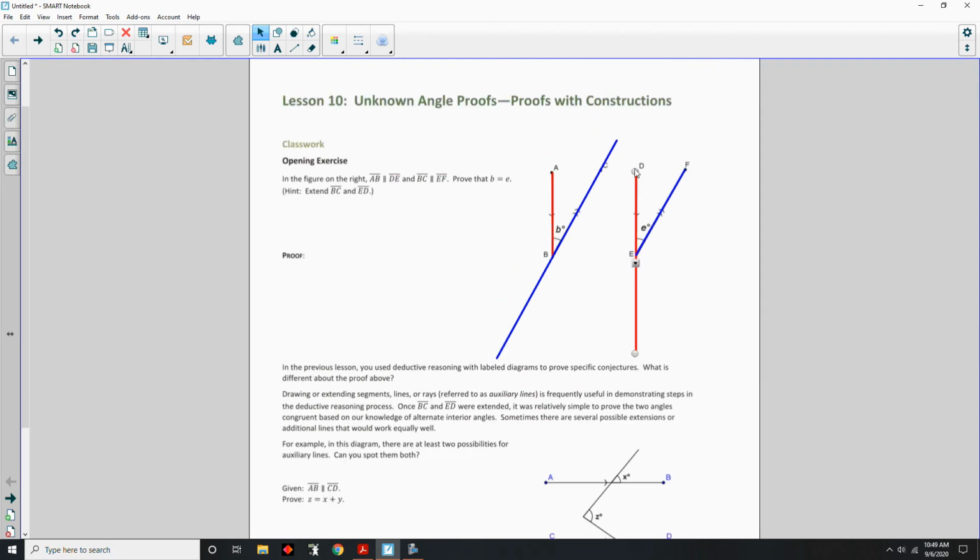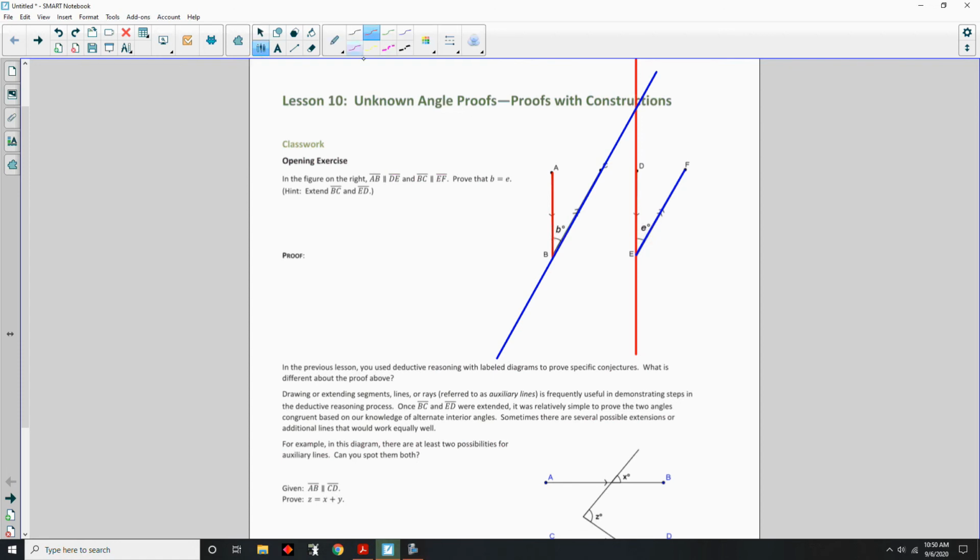So obviously they're saying extend this way because you want them to intersect, I'm assuming. All right, so there we have it. Okay, I extended BC and DE, or ED, until they crossed right here. So we want to prove that angle B is equal to angle E.